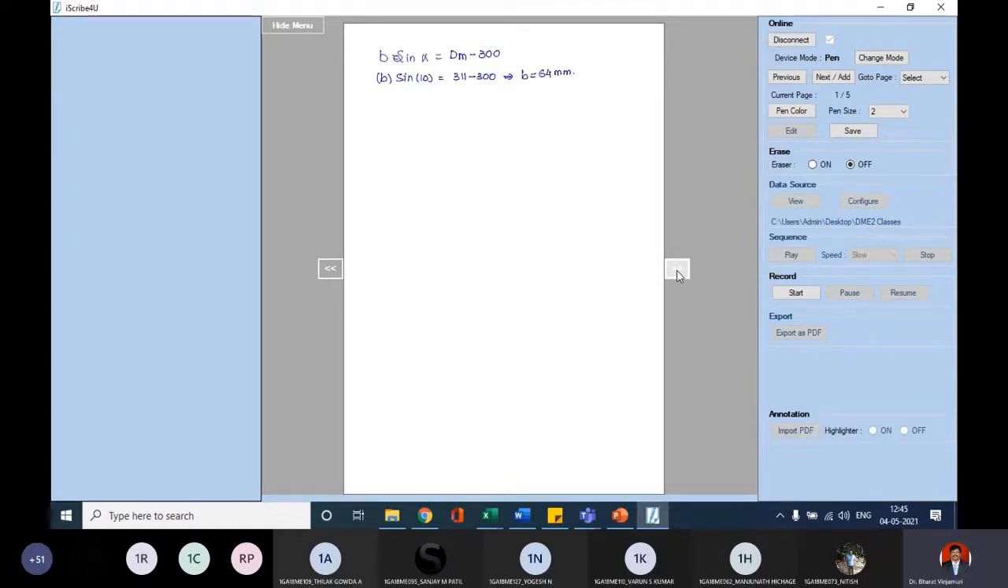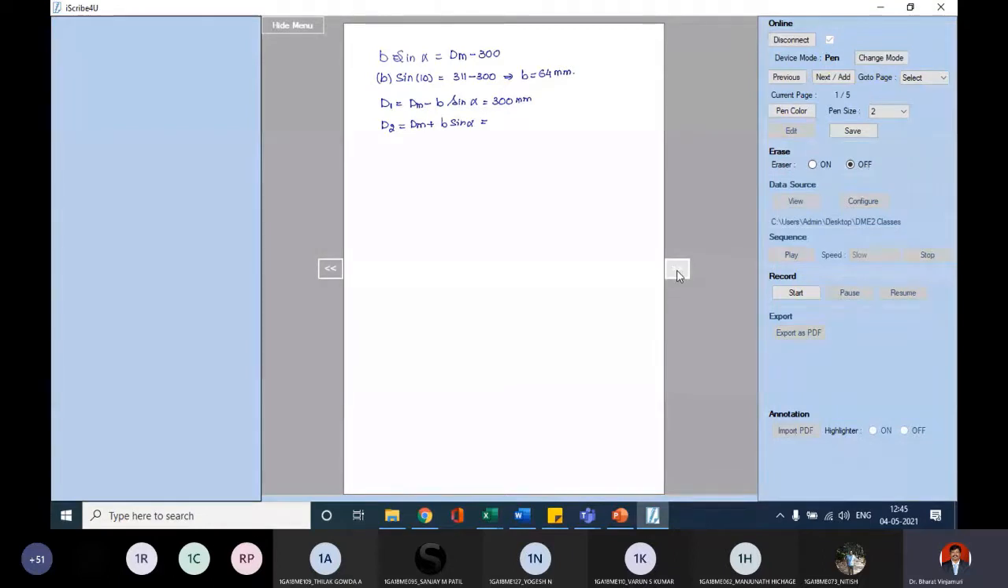Now what will be the thing which is left? So D1 and D2. The remaining dimensions are D1 and D2. So let me write D1 is equal to dm minus B sine alpha. D1 is given, 300 mm. Fine. And D2 is dm plus B sine alpha. How much?